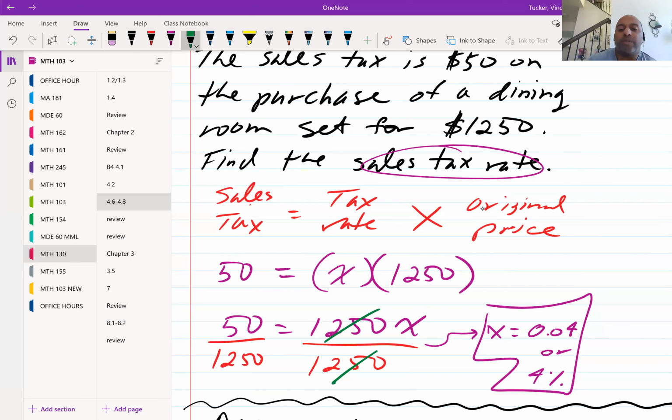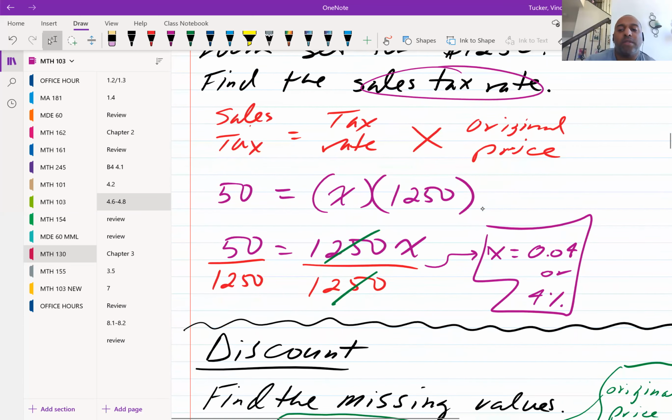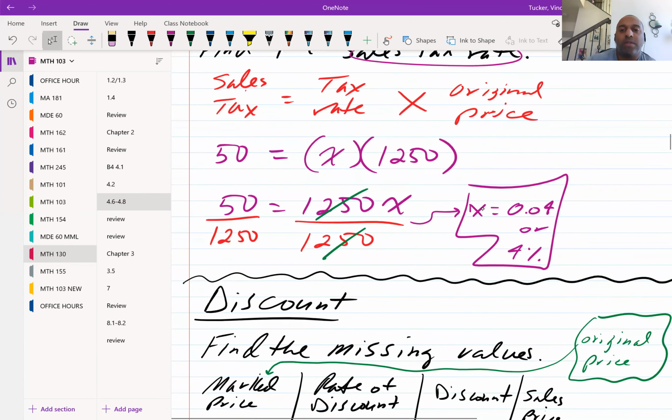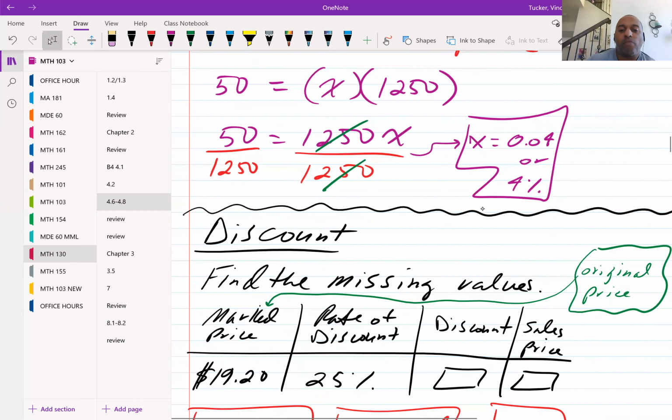All right. Can we scroll up? Okay, next one is discount. They'll give you a little chart that says find the missing values. They give you the mark price and the rate of discount. They want you to find the discount and then find the sales price.